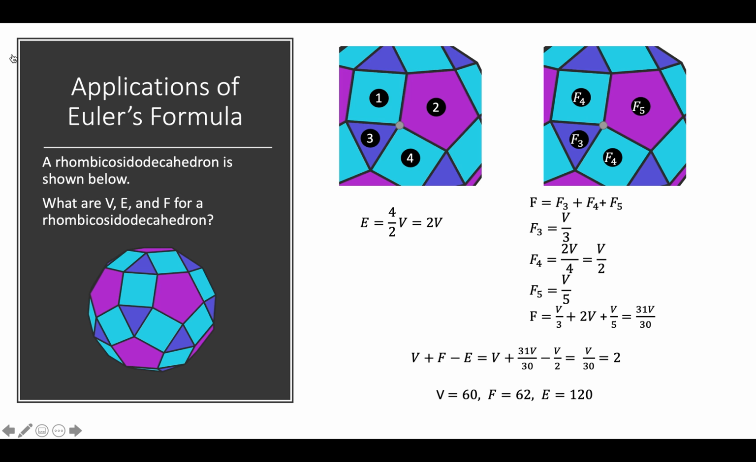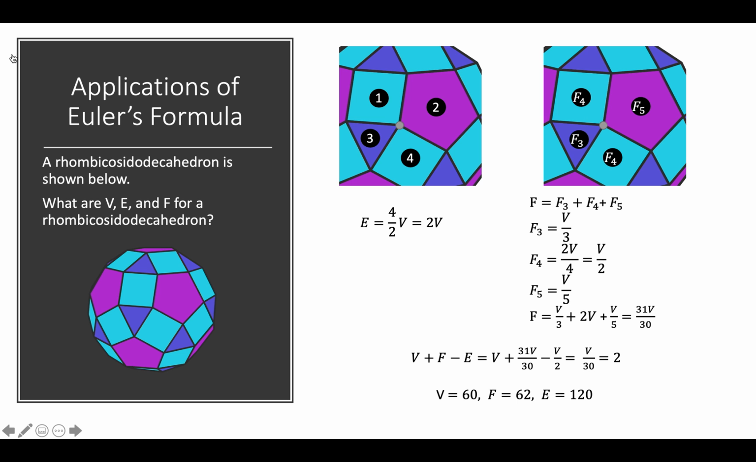We need to do the same thing for the faces. Faces is a little bit more complicated. We're going to have to break it up into different cases. So F3 represents a triangle, F4 square, and F5 hexagon. Notice that if we add up all the squares, triangles, and hexagons, we'll have the total number of faces. So let's start with triangle. Notice that every vertex has 1 triangle attached to it, but every triangle has 3 vertexes. So V divided by 3 will give us the number of triangle faces.